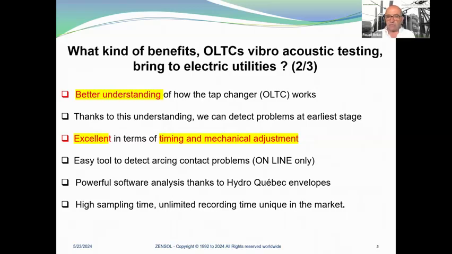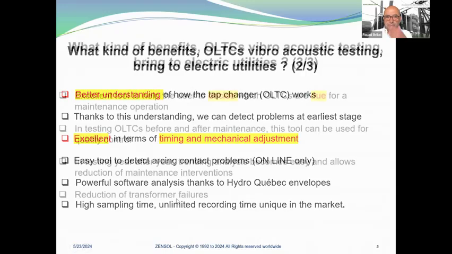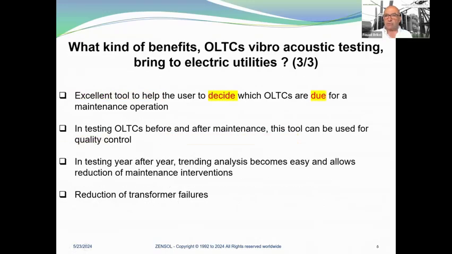And we have a powerful software analysis thanks to Hydro-Quebec envelopes, and a high sampling time and unlimited recording time, unique in the market. It's an excellent tool to help the user decide which OLTCs are due for a maintenance operation. And in testing OLTCs before and after maintenance, this tool can be used for quality control. And in testing year after year, trending analysis becomes easy and allows reduction of maintenance interventions. And our goal is to reduce the transformer failures, of course.